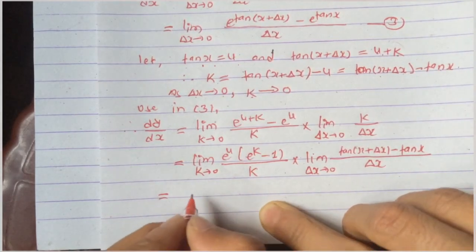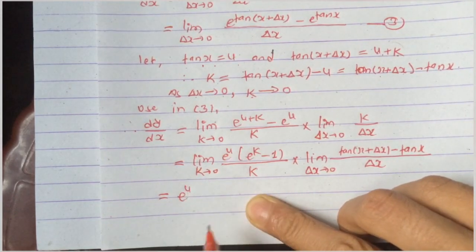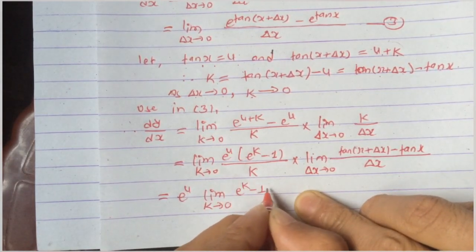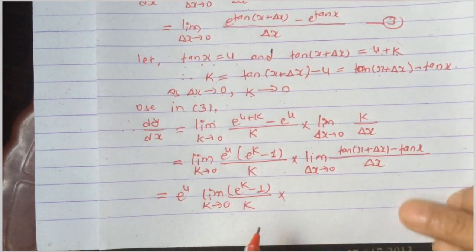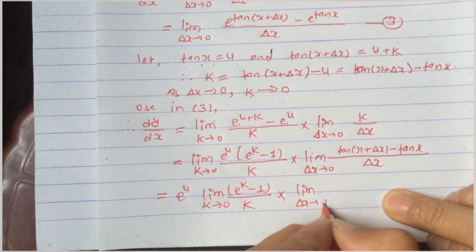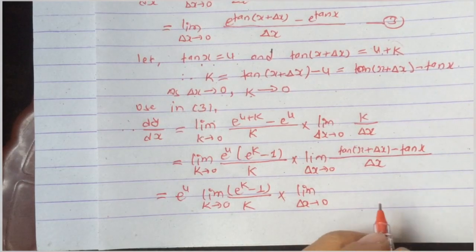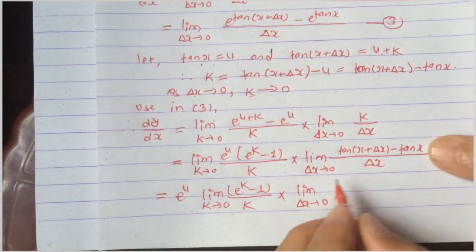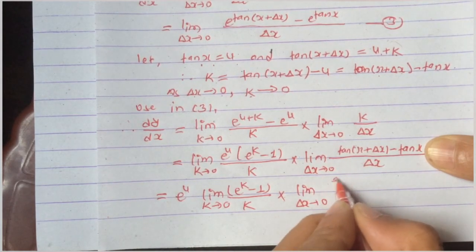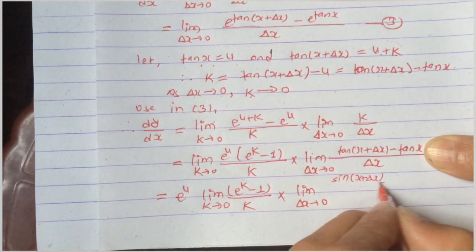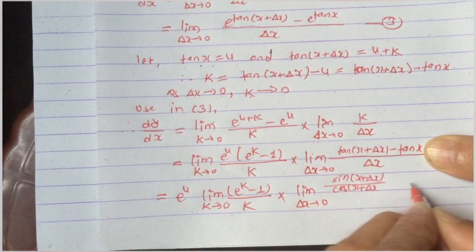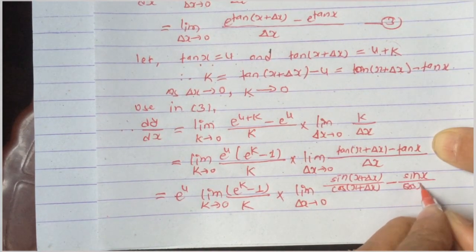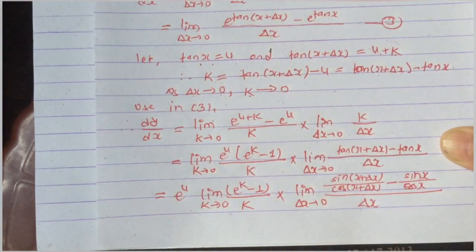Now since e^u is not a function of k, you can take it out from the limit, so that limit k tends to 0, (e^k minus 1) divided by k, multiplied by limit del x tends to 0. Now you can convert tan in terms of sine and cos. So tan(x plus del x) gives you sin(x plus del x) divided by cos(x plus del x), minus sin x divided by cos x, whole divided by del x.